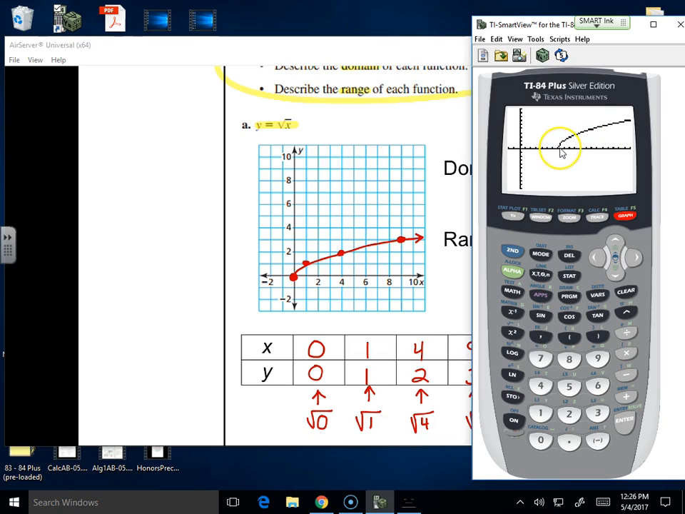No. It stops. Reason being, can anyone think of why there's not a point when x equals 6? Let me show you the equation again. Why does 6 not work? If you plug in 6, 6 minus 7 is what? Negative. And a square root of a negative? It's not going to work. It's not going to do that.